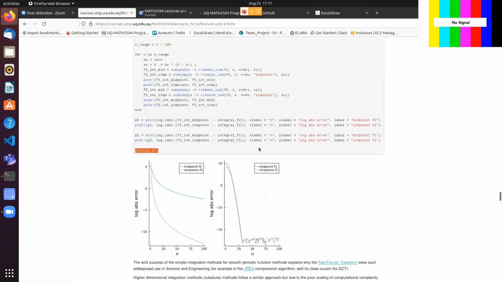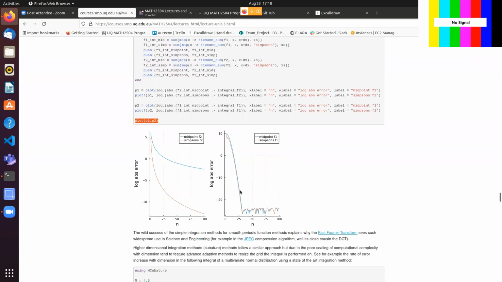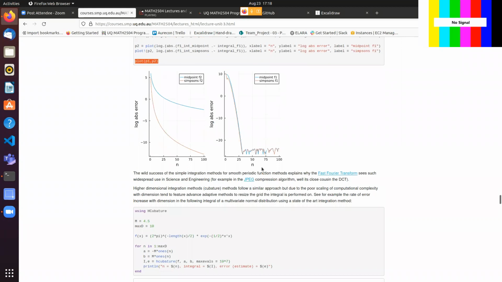So I guess that's the point I'm trying to show on these two plots, is that if you look at Simpson's and midpoint for this funny x cos, so this funny periodic function, the exponential will smooth out all the derivatives. So this is a really smooth function. It's periodic. For smooth periodic functions, midpoint method has really, really good convergence properties. It's super geometric, which is kind of weird. Yeah, that's kind of interesting.